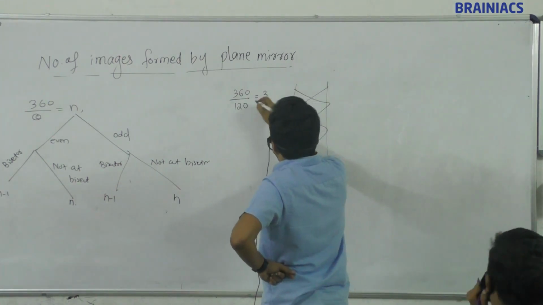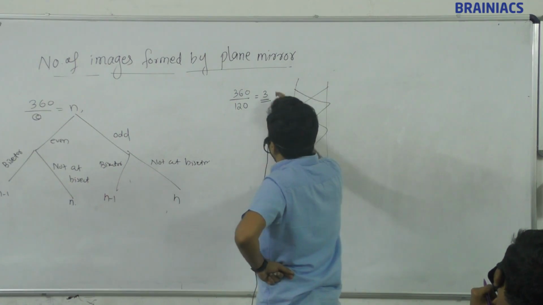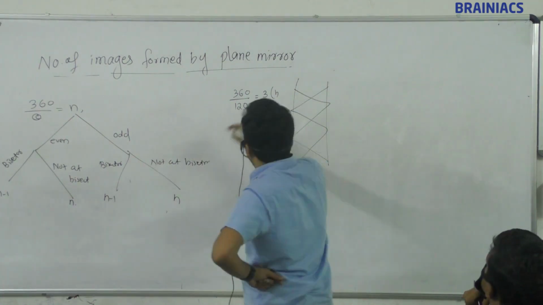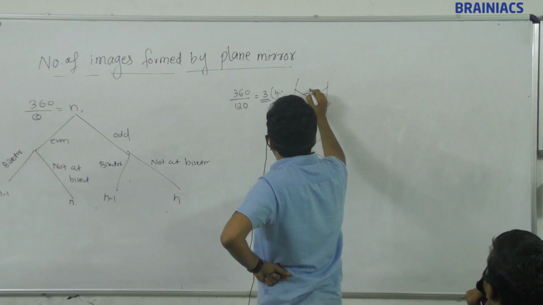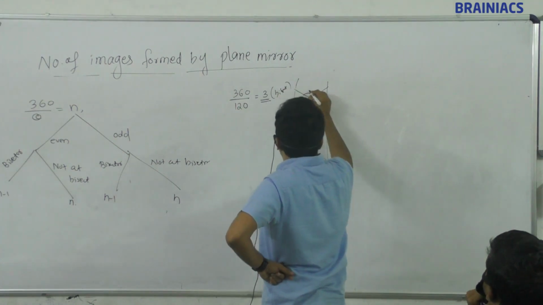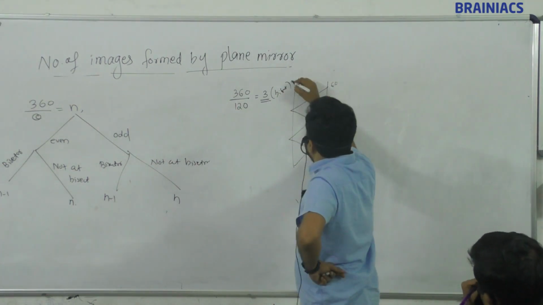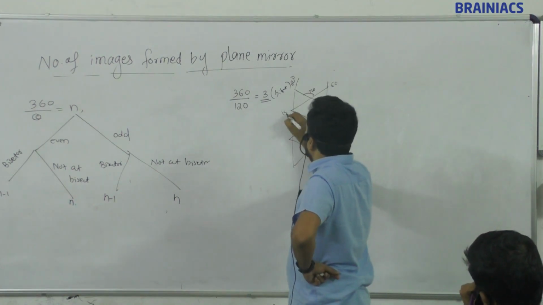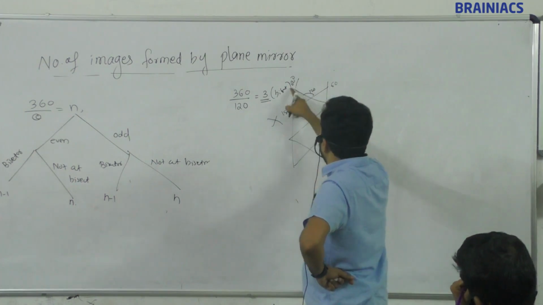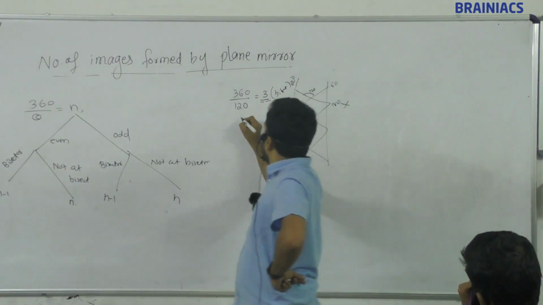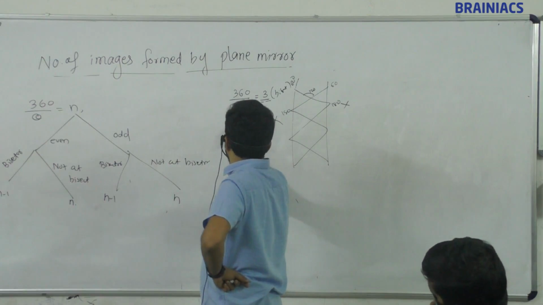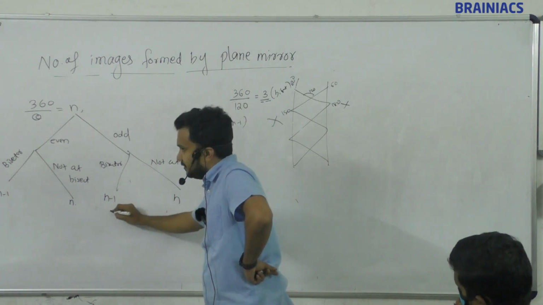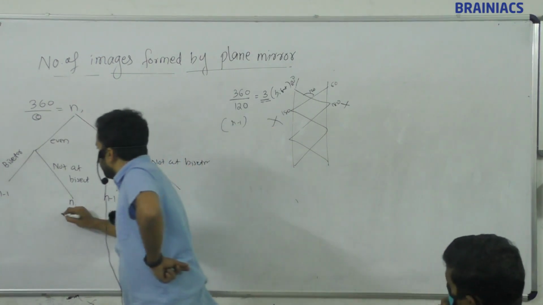So first one, these two mirrors, so n is an odd number. I'm assuming the first case at bisector. So what is this angle? 120. So this angle is 60. This angle is 60. So here 180, not possible. Here 180, not possible. So these two are not possible. How many images? 2. So the number of images, if it is at the bisector, it is n minus 1. So this is correct.